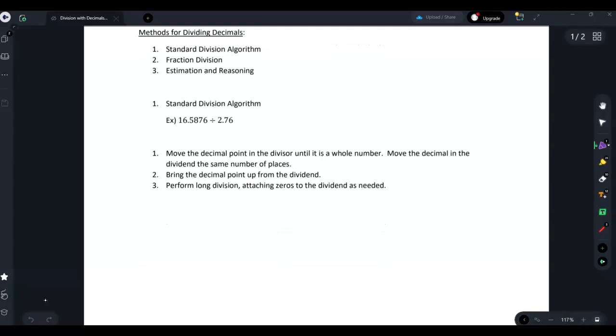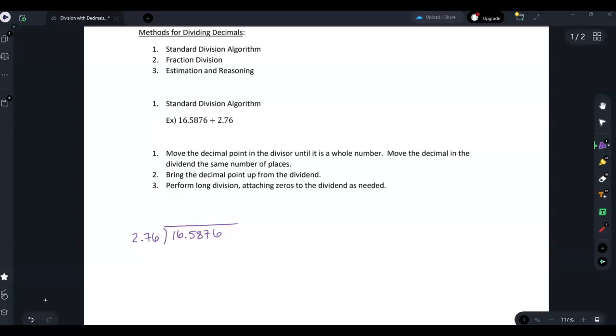So if we want to do this division problem, we have 16 and 5,876 10,000ths divided by 2 76/100ths. The first number is going to be your dividend. So when we set this up with long division, we're going to put our long division bar, and that first number is going to go underneath the division bar. And then the second number is your divisor. So that's the one that goes on the outside.